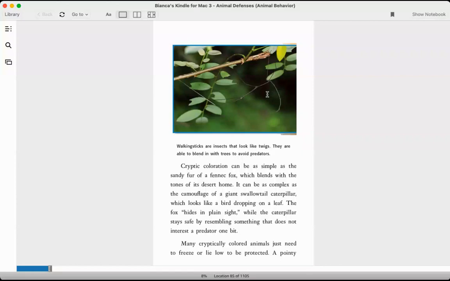Cryptic coloration can be as simple as the sandy fur of a fennec fox, which blends with the tones of its desert home. It can be as complex as the camouflage of a giant swallowtail caterpillar, which looks like a bird dropping on a leaf. The fox hides in plain sight, while the caterpillar stays safe by resembling something that does not interest a predator one bit.